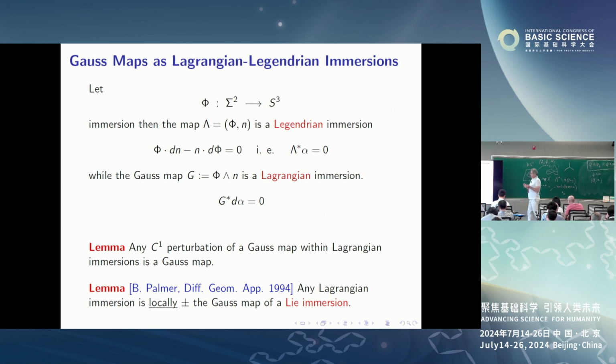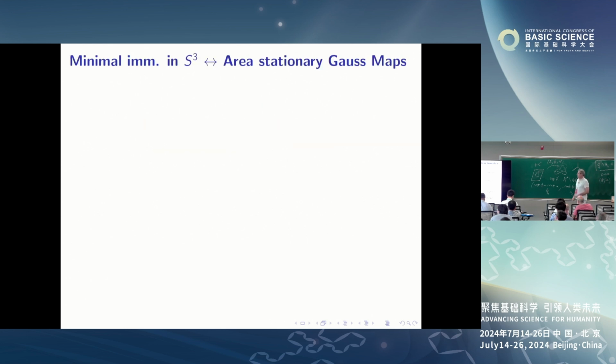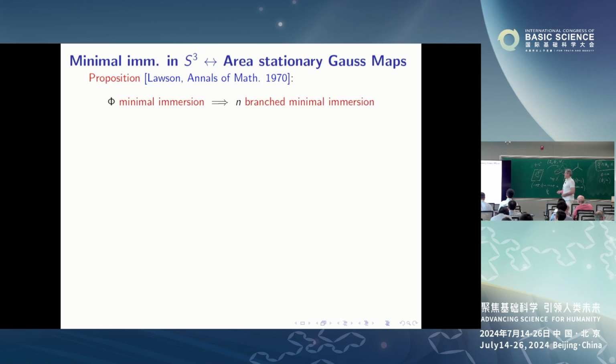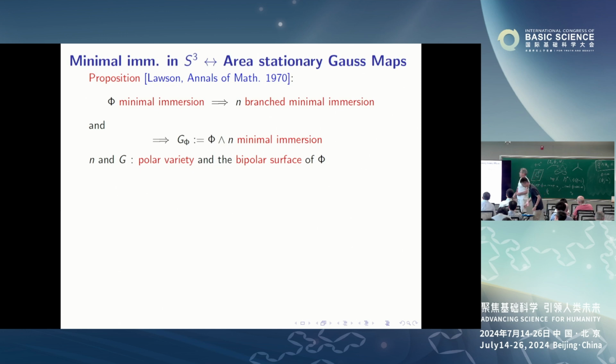So in a sense, here I was speaking about general Legendrian and Lagrangian constraints. My Gauss maps here and there fulfill these constraints, and around them, everyone also comes from a Gauss map. Okay, so now, what about the area? This is known since a famous work of Lawson: if phi is a minimal immersion, n is a branched minimal immersion, and phi wedge n is a minimal immersion as well. He called them polar variety and bipolar surface.